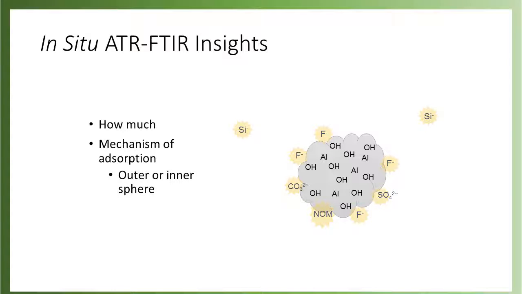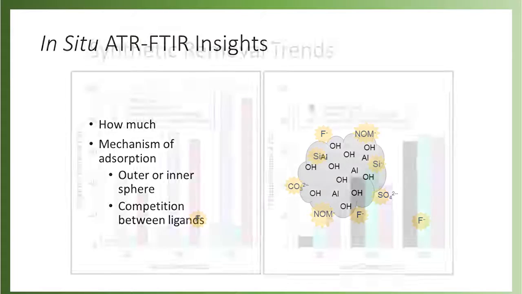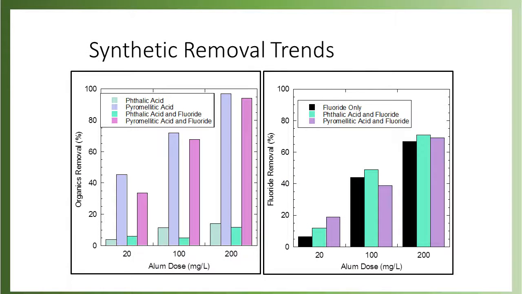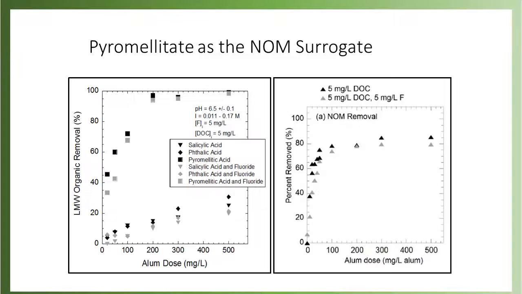With that mechanism, we might have outer or inner sphere complexes. And with that, we can tell what sort of competition is occurring among these ligands. It matches pretty well with the pyromellitic acid data, which leads us to believe that pyromellitic acid is a good NOM surrogate for us in this case. Furthermore, we can say that pyromellitate is a good NOM surrogate.